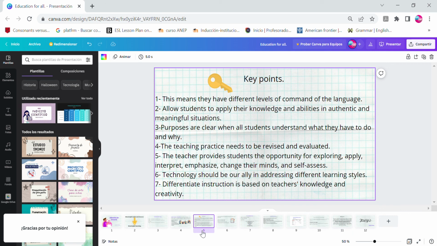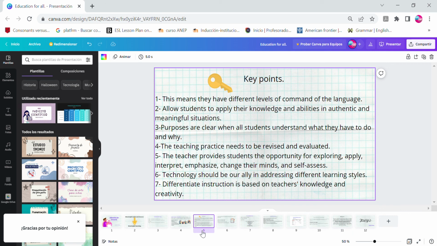Technology is very important and should be our ally in addressing different learning styles. It's a very important resource. It's not the only one, but it is incredibly powerful if it is used in the correct way.